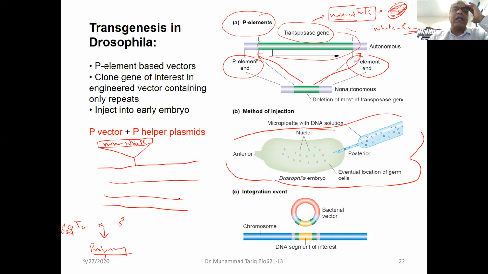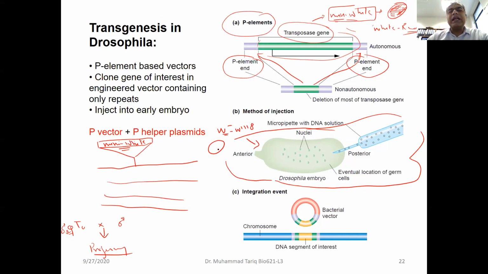What is important, I should highlight, since you are using mini-white, it means the embryos which you will inject should be white minus. Their eyes should be white. They should not be wild type flies. So white minus flies, normally the ones which we use in the labs is called white 1118 allele.